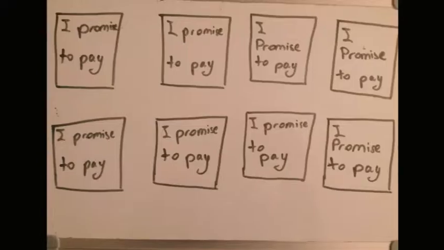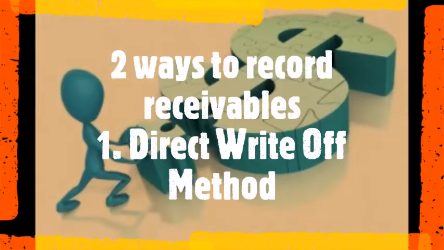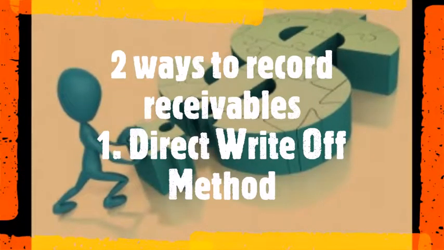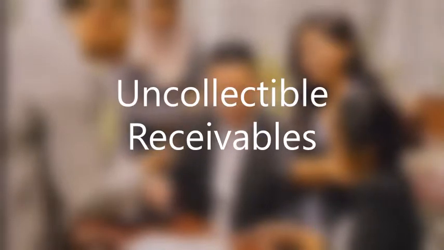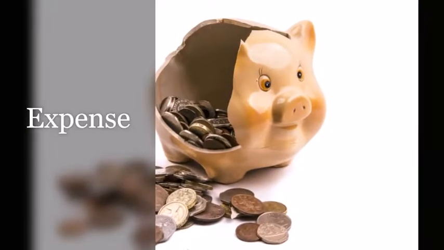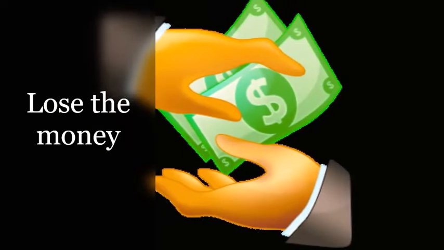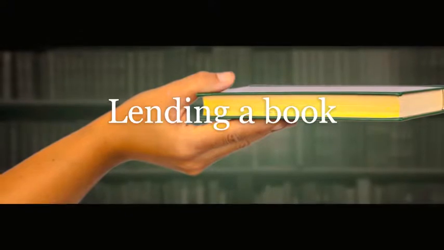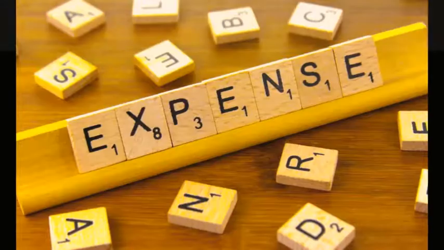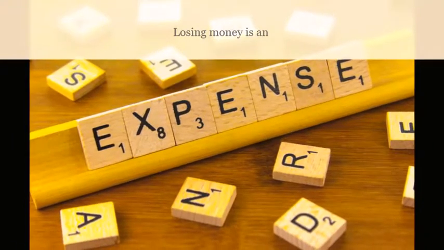There are two ways to record receivables when the company deems that they'll no longer be able to collect the money, so an uncollectible receivable. Uncollectible receivables are an expense because when someone doesn't pay you back after they use a service or take a product, then you lose the money. It's a bit like lending someone your book but never getting it back again. You know you're not going to get it back, so you lose the money that the book was worth.